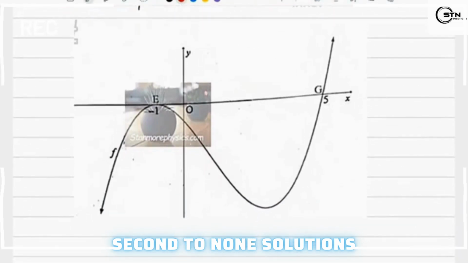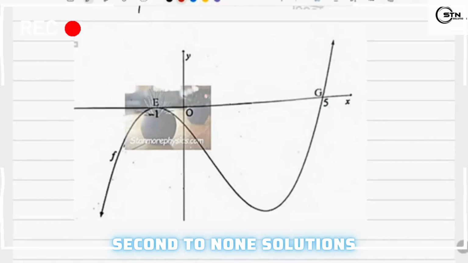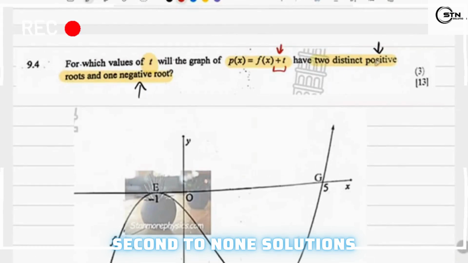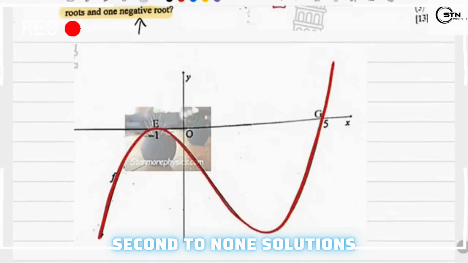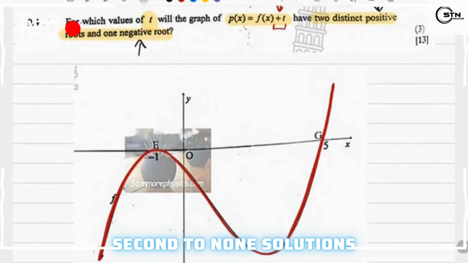So f of x plus t will have two distinct positive roots and one negative root. Let's look at the roots that it has right now. Right now, it has only two roots, right? One is negative and one is positive. We needed to have three roots, but specifically three roots where two are positive, one is negative. So I'm going to draw an outline of this graph so I can properly move it up or down just so that we can see what is happening in this graph. Okay, so this is the outline that I drew, and we are going to go ahead and move this.